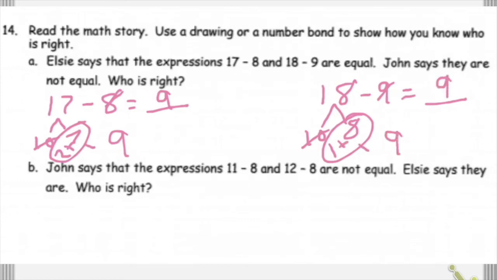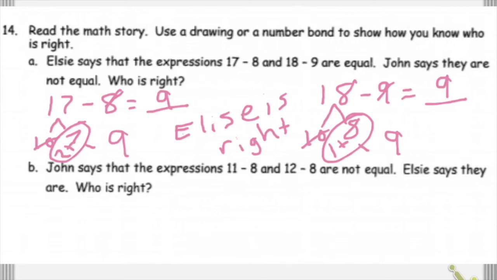So now we see that both of our answers equal 9. So it says, Elise says that they are equal. John says they are not equal. Who is right? We know that Elise is right. So right here in this middle section where I have some space, I'm going to write Elise is right because they are equal. They both equal the same amount. All right, so you're going to do the same thing for letter B. I'm going to pause real quick and let you do that.